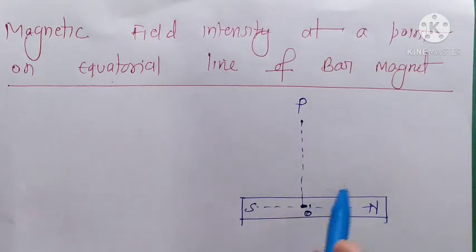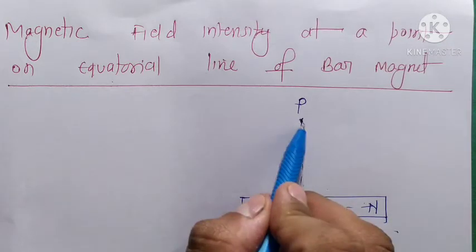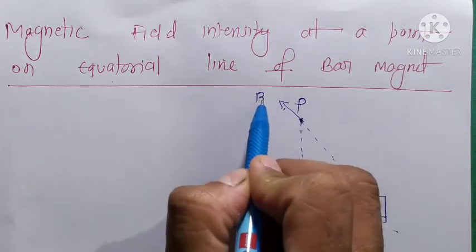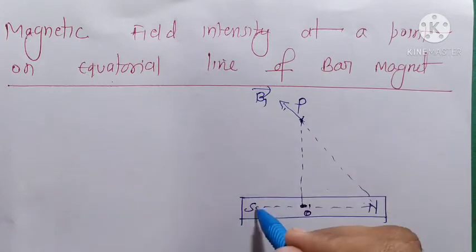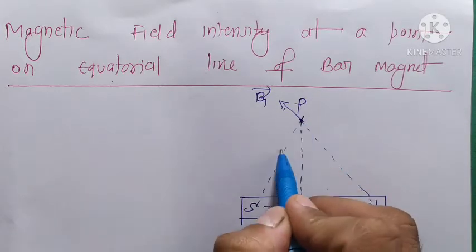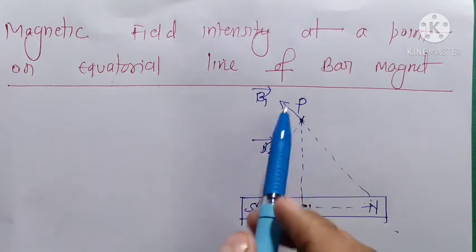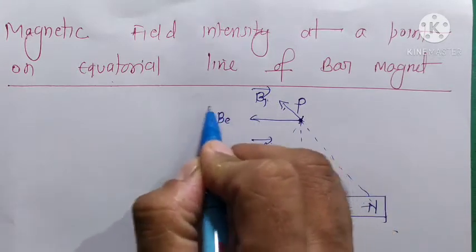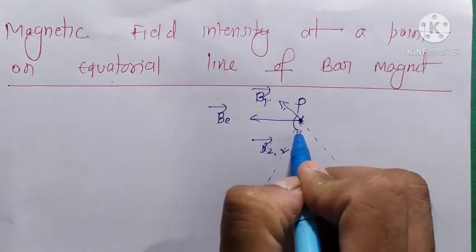So the magnetic field intensity at point P due to this north pole, along these directions, we take it as B1. And the magnetic field intensity at point P due to this south pole, along these directions, we take it as B2. So the resultant magnetic field intensity at point P works along these directions. The angle between B1 and B2 is 2 theta.